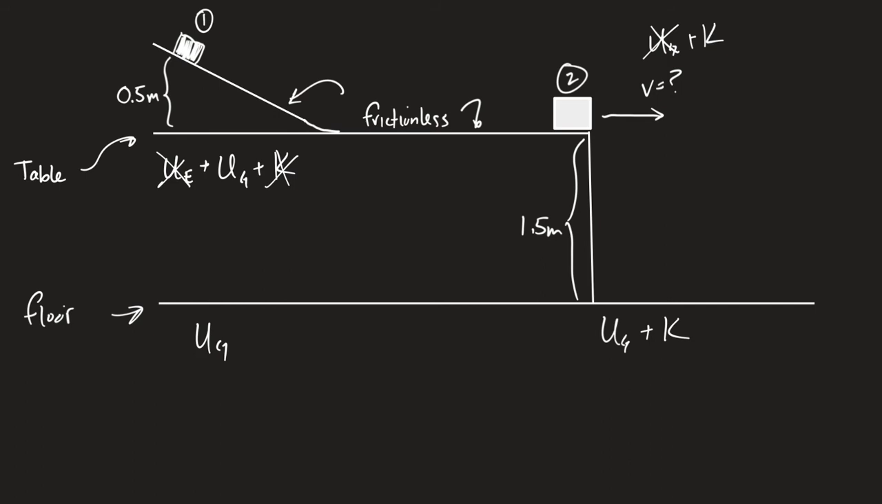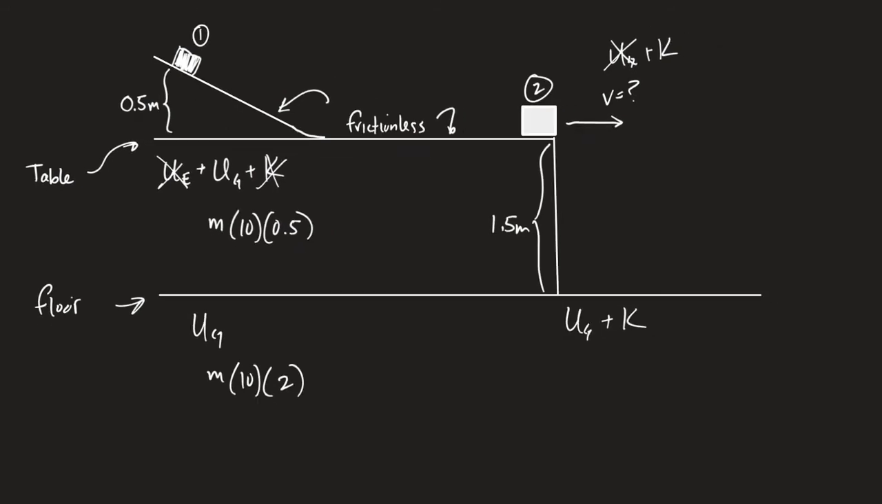Now, whether you did this problem with the table being the reference level or the ground being the reference level, it's still going to work out to give us the same answer. It has to. Physics can't change just because you picked a different reference level. The reference level is arbitrary. So I'm going to have mgh for the people who picked the table as the reference level. The h is 0.5. And I'm going to have mgh, where h is 2 if you pick the ground to be the reference level.